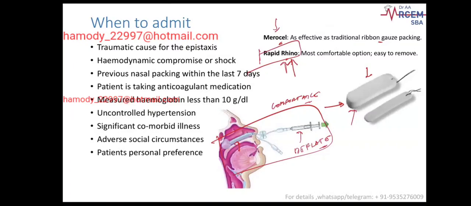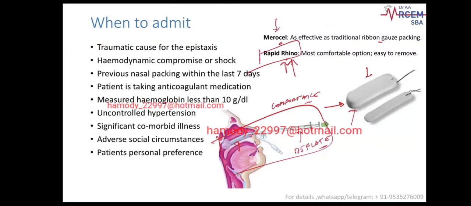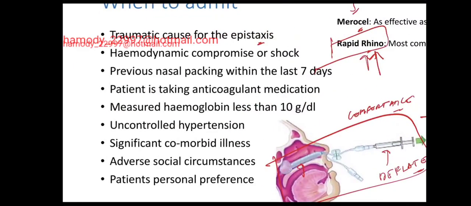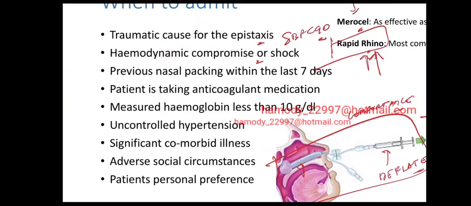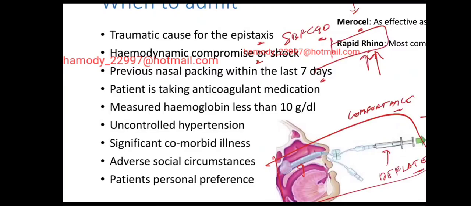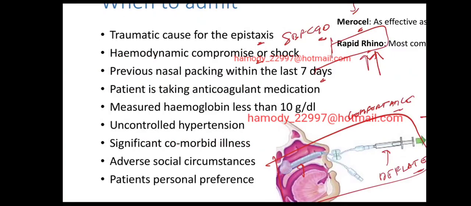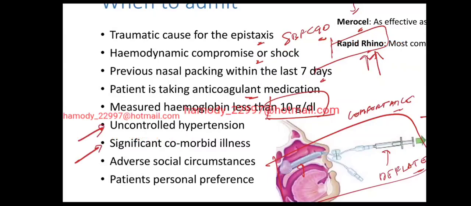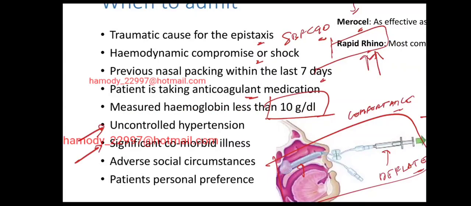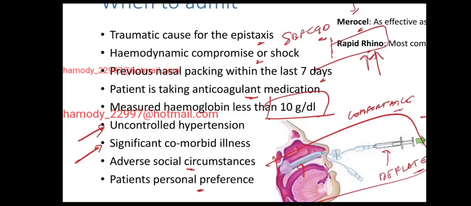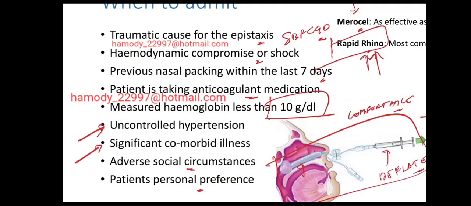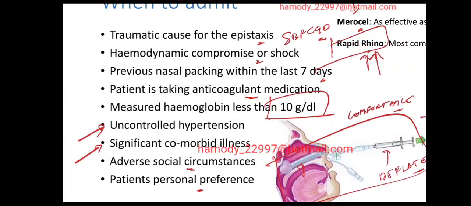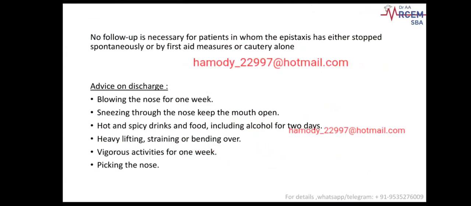Posterior nasal bleeding, we always go ahead and admit. What are the other indications to admit the patient? If it is a traumatic nasal bleed, the patient is hemodynamically compromised with the systolic blood pressure less than 90. He previously had a nasal packing which was removed, or within 7 days he had a nasal packing. He's on any anticoagulant like warfarin, heparin. Hemoglobin levels are less than 10 in this individual. Uncontrolled hypertension. Significant comorbidities are present. Any social circumstances? Or the patient has a personal preference, he's scared, he lives alone, it is midnight, he wants to go in the morning. Yes, at that point of time also you need to go ahead and admit the patient.